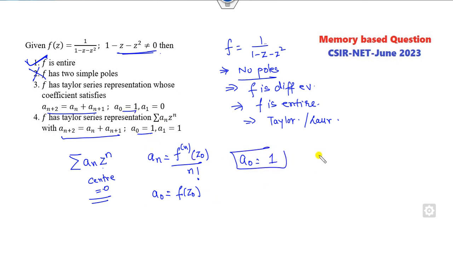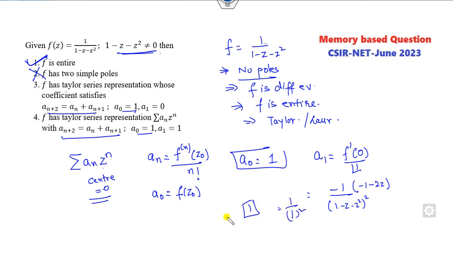Both are true. What is my A1? First derivative at the point 0 over 1 factorial. What is the derivative of this? Minus 1 whole square into minus 1 minus of 2z. So what is the derivative at z equal to 0? It's plus 1 over plus 1. 1 is the answer, so this is the right answer. This is canceled. So A and D are the simple, straightforward right answers.